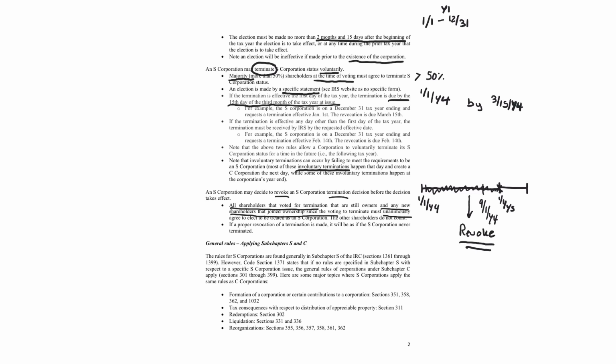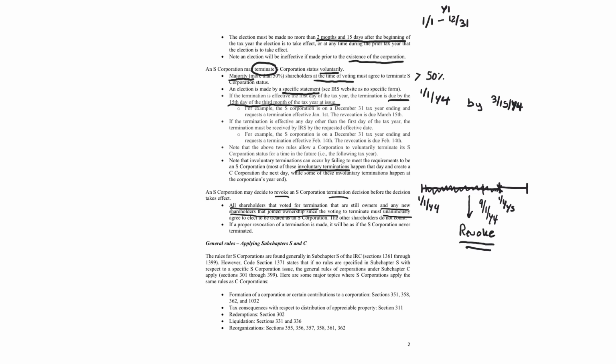The termination will not be revoked. So that's how you do that, okay? And that is electing, terminating, and revoking a termination, the rules for that. All right. So now let's go to the general rules with respect to S corporations, what applies, operations, and all those things.